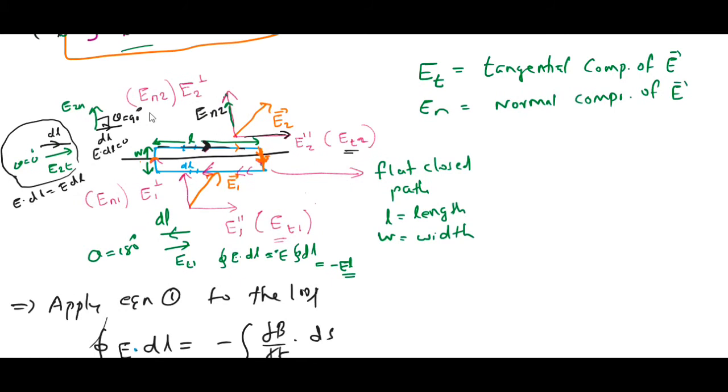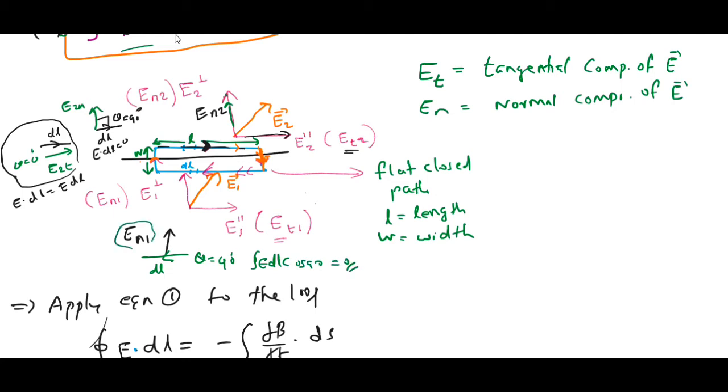What about the normal component here? The normal component of the electric field is EN1, and our length element is in the direction dl. Theta is equal to 90 degree. Therefore, E dl cos 90 means 0. The normal component does not contribute anything. Only the tangential component contributes to this line integral.